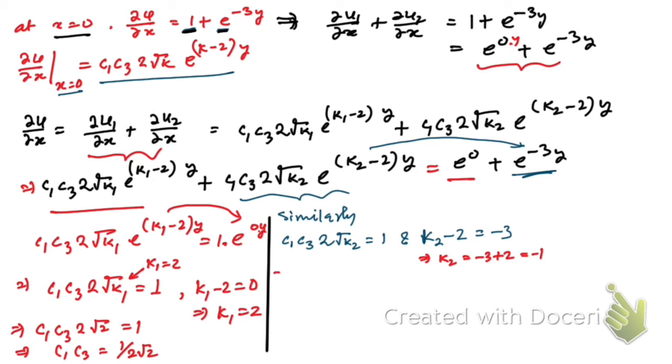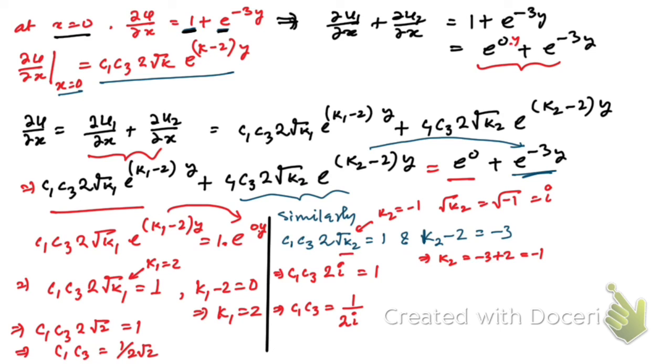So c1 c3, root over minus 1 is i, so that's why we can write here 2i. We can write 2i is equal to 1. So c1 c3 is equal to 1 by 2i, right? So here we have put k2 is equal to minus 1, and so that's why you see root over k2, that's going to be root over minus 1, which is going to be i, right? So we have replaced this by i. So hope you have understood this.